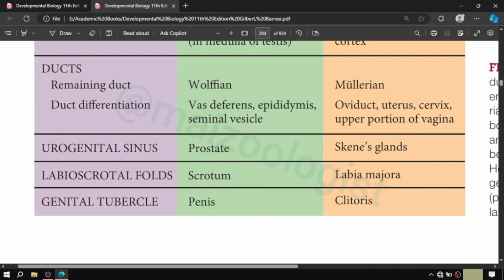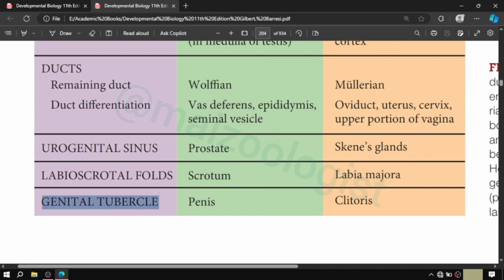Now, this Wolffian duct in males is going to get differentiated into vas deferens, epididymis, and seminal vesicle. And in females, this Mullerian duct is going to get differentiated into oviduct, uterus, cervix, and upper portion of vagina. The urogenital sinus is going to form the prostate gland in males and Skene's gland in females. And the labioscrotal fold is going to end up as scrotum in males and labia majora in females.